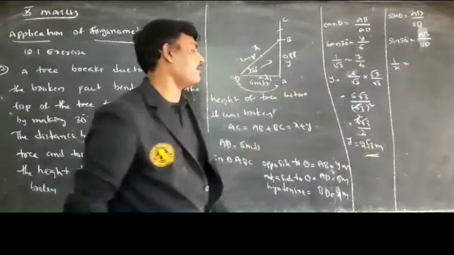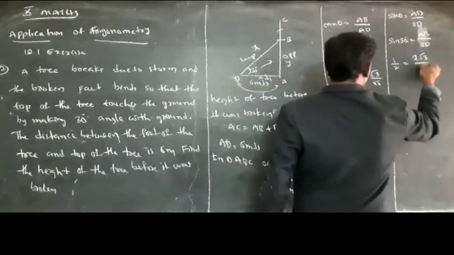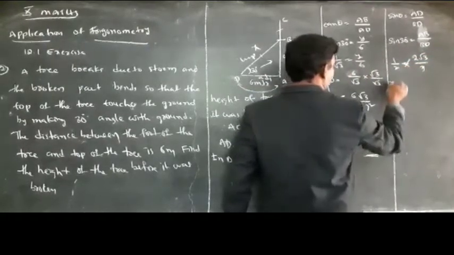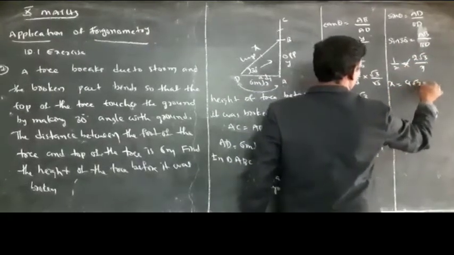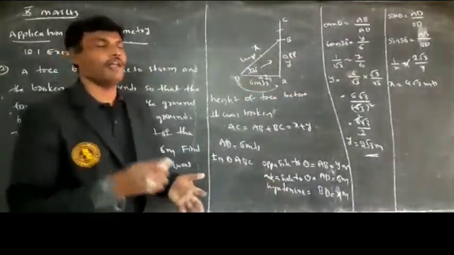Already we know the value of AB, that is nothing but 2 root 3. So 1 by 2 is equal to 2 root 3 by X. Now do the cross multiplication. X is equal to 4 root 3 meters. Now I know the X value and also the Y value.